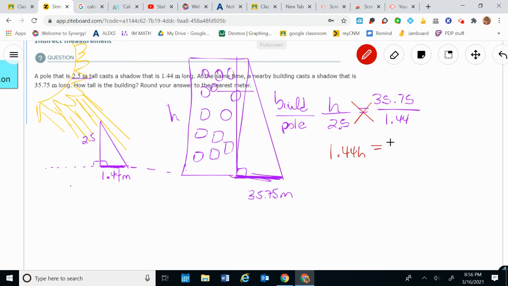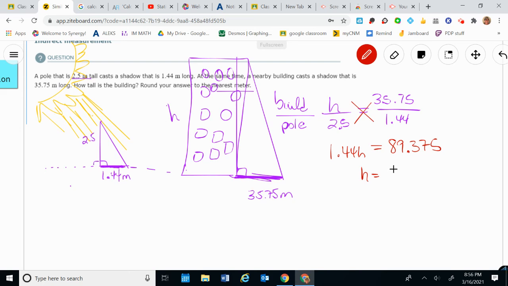1.44H is equal to 2.5 times 35.75. Hey Siri, what is 2.5 times 35.75? 2.5 times 35.75 is 89.375. That's how you do it when you're lazy. Hey Siri, what is 89.375 divided by 1.44? 89.375 divided by 1.44 is about 62.326.